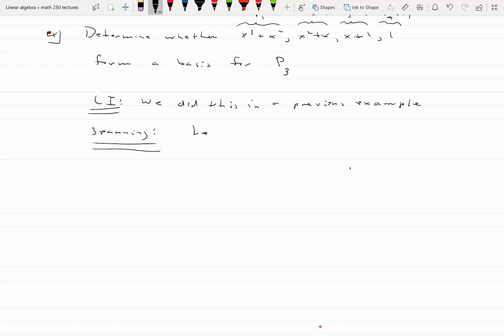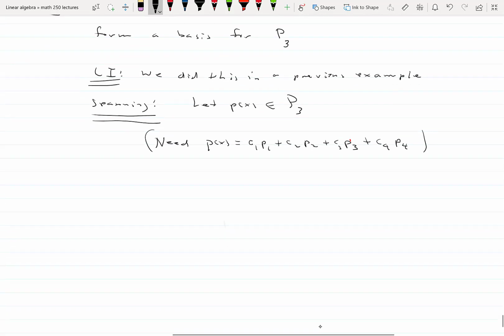Okay. So pick something out of P3. So let's let P of x be an element of P3. Well, what do we need for spanning? We need P of x equals, let's see, what do we want to use for variables? We need P of x equals C1 P1 plus C2 P2 plus C3 P3 plus C4 P4. This is what we need to have happen. Okay, let's see if we can get that to happen.